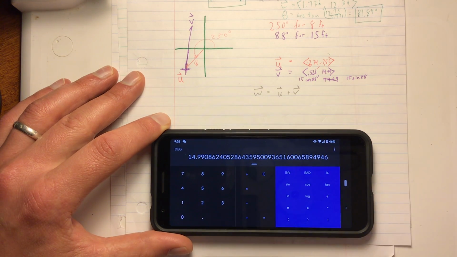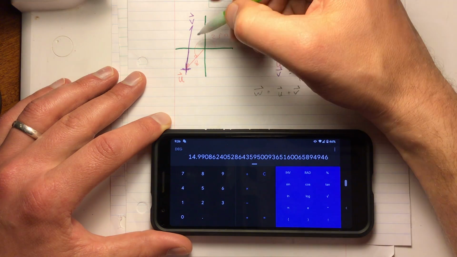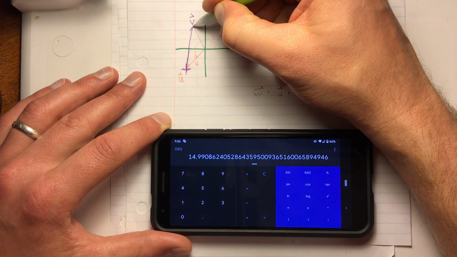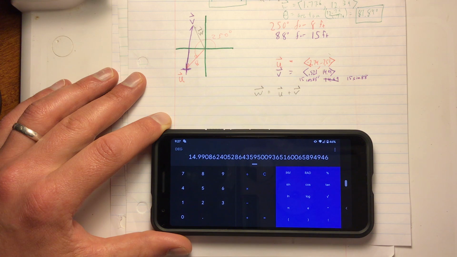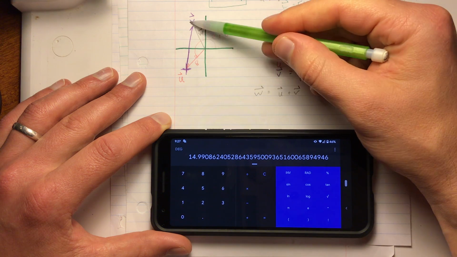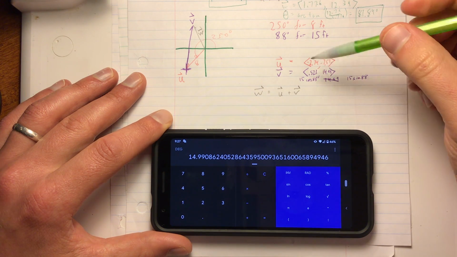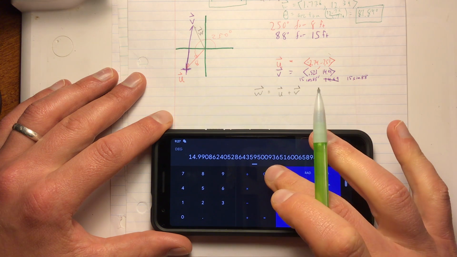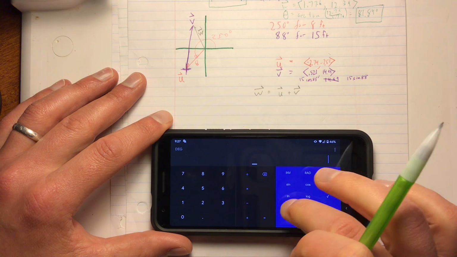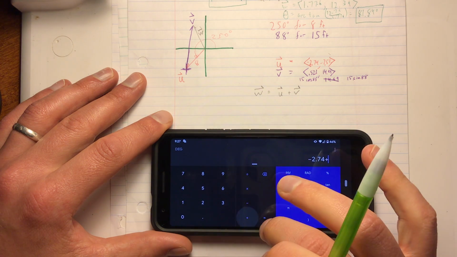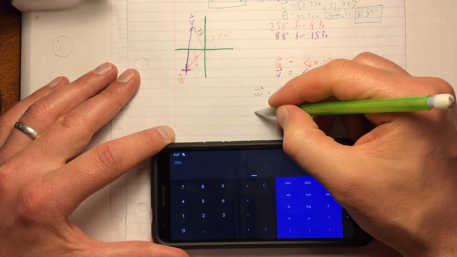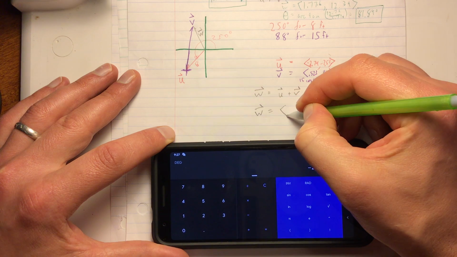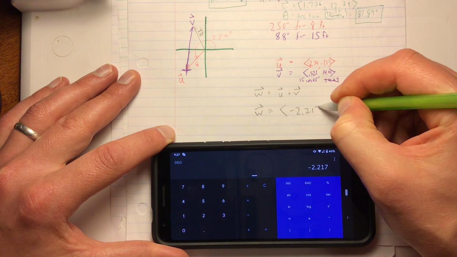And then to find out W right here, if I'm going from here to here, this is W. Person taking the shortcut. Okay, I just have to add them together. I'm not going to go all this way and up this way. No, I'm just going to use the shortcut, the vector. So I just got to add the coordinates together. So let's take negative 2.74 plus 0.523. So negative 2.217.